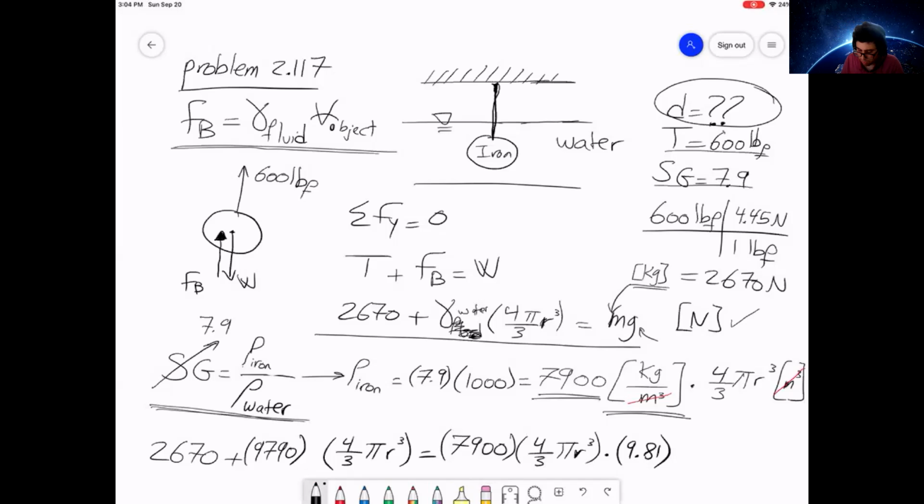Oh, this one you mean? Yeah, I'm talking about that part, not the right part. I'm rewriting. So that's for water, right? Yes, I'm rewriting this equation.